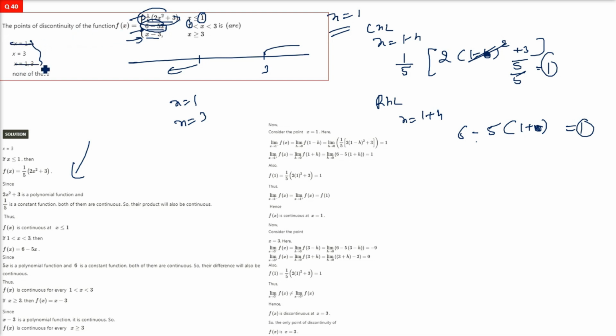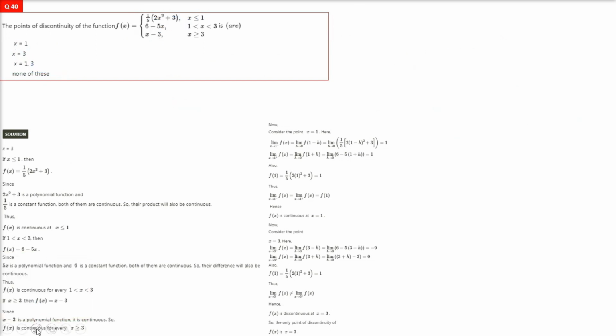So now we are talking about the point which is 3. First, it is not discontinuous at 1, so the first option, third option, and none of these, you can just eliminate these 3. So x equals 3 is the answer. From the options it is clear that x equals 3 it should be, because x equals 1 cannot be true and none of these also is not true. But we will do x equals 3 and show that at x equals 3 it is actually discontinuous.